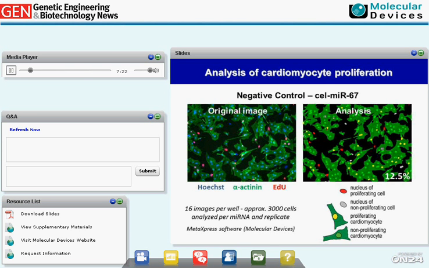So in this negative control, which are cells treated with a C. elegans microRNA, in this case C. elegans microRNA 67, in basal conditions, neonatal cells have a proliferation capacity of about 12.5%. This number comes from the analysis of 16 images that we analyzed for each microRNA and per replicate, which accounts for about 3,000 cells for each experimental condition.